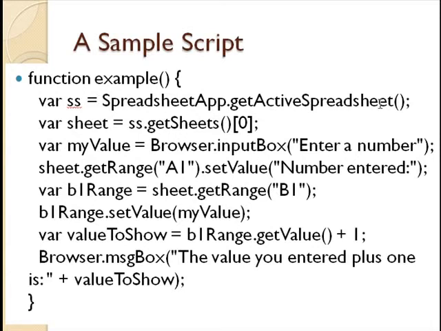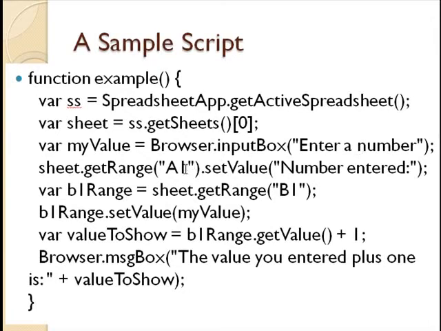So this first command gets the active spreadsheet and sets it to be the variable SS. So now the active spreadsheet is SS. And then we want to pull out a single sheet. So I set a variable sheet to be the first tabbed sheet within that workbook SS. And then I use this input box to ask the user to enter a number, and it gives them a little form. They enter the number in the text box, and then the myValue variable becomes the value the user enters in that input box.